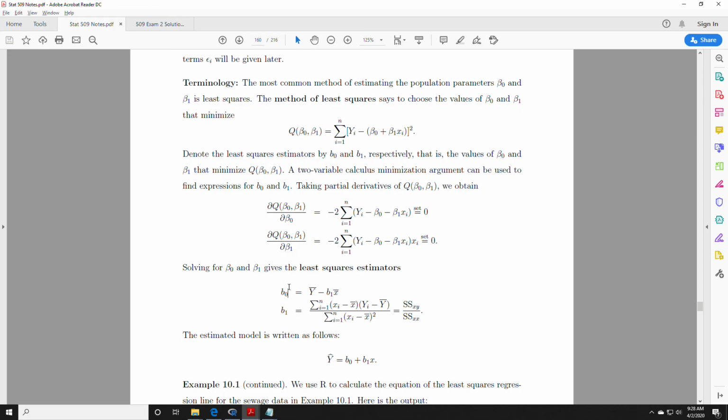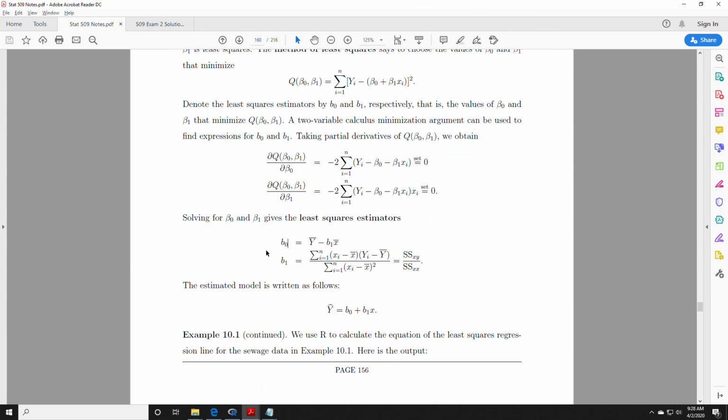I would much rather you try to understand what's going on. And so once we do this, right, and we get beta naught hat, beta 1 hat, then we have y hat, the predicted value of y, equal to beta naught hat plus beta 1 hat x. Okay, and so once we have numbers for these, then we actually have a line, right? If I have y equals mx plus b, right, and m and b are numbers, then I just have a line.